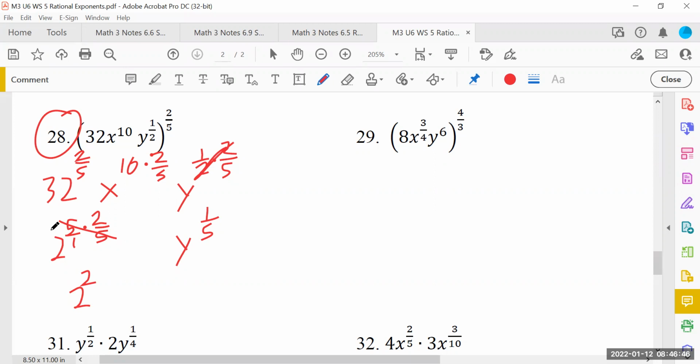All right, now the last piece that we need to do is the x. Bao, can you talk us through how we simplify the x? Okay. Yep. That's perfect. Is everybody good there? 10 times 2 is 20. 20 divided by 5 is 4. So our final answer here, 2 squared is 4. x to the 4th, y to the 1/5.